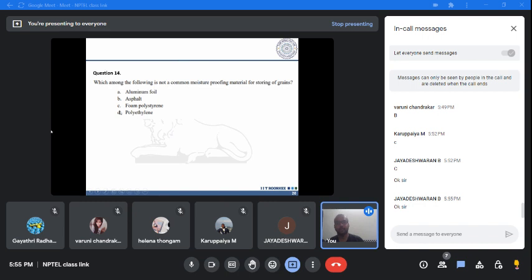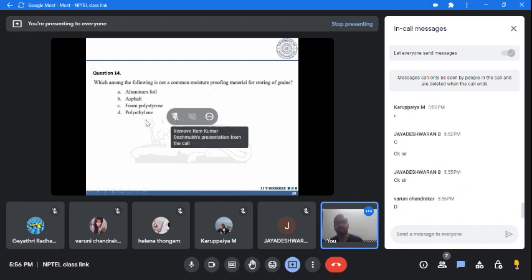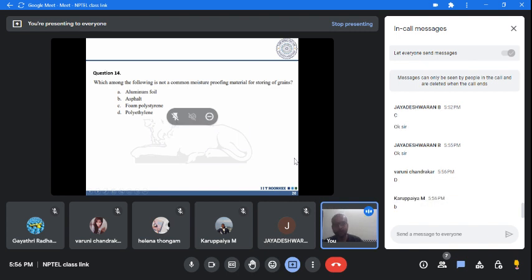So I think this is the second last question. Which of the following is not a common moisture proofing material for the storing of grains? The options are aluminum foil, asphalt, foam polystyrene, polyethylene. So if you know the answer, please write in the comment box. You need to tell which is not a common moisture proofing material for grains. Varun is saying D, Karupia is saying B. Okay, anyone else?